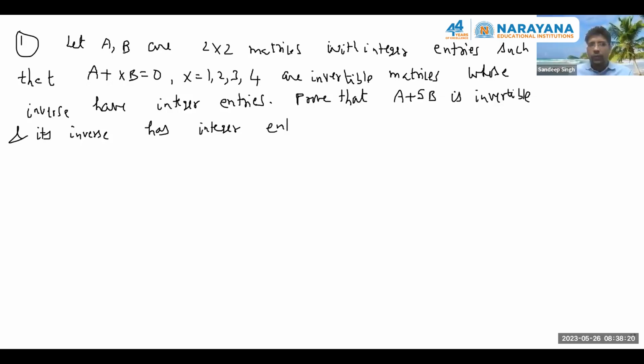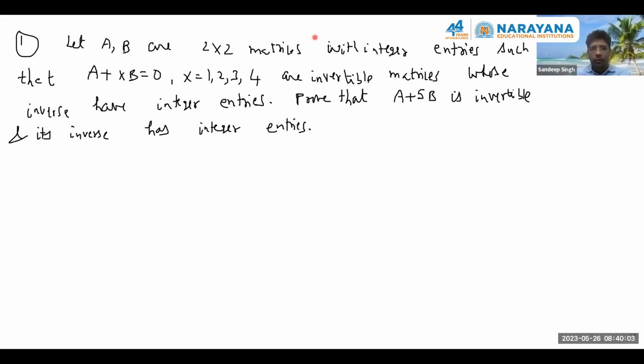So let me read the problem for you. A and B are 2 by 2 matrices with integer entries such that A plus XB for X equal to 1, 2, 3, 4 are invertible matrices whose inverses also have integer entries. So you have to show that A plus 5B is also invertible and its inverse also has integer entries.